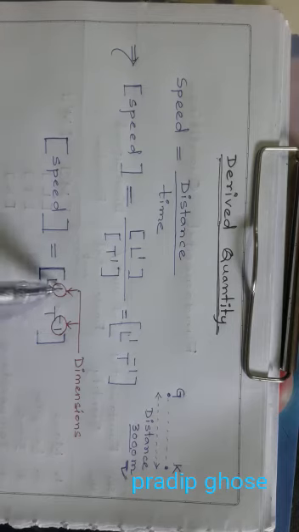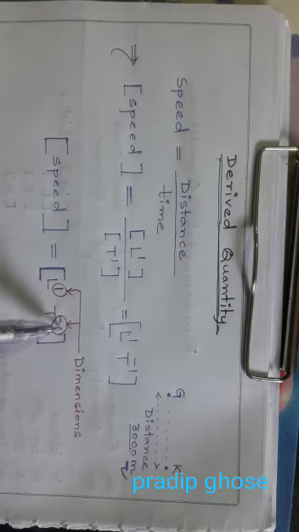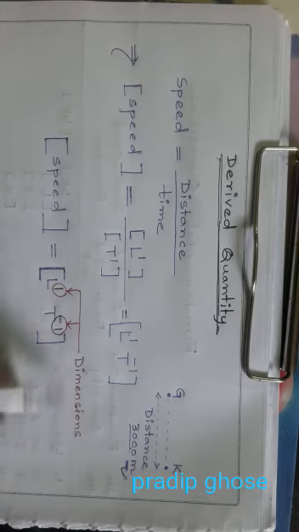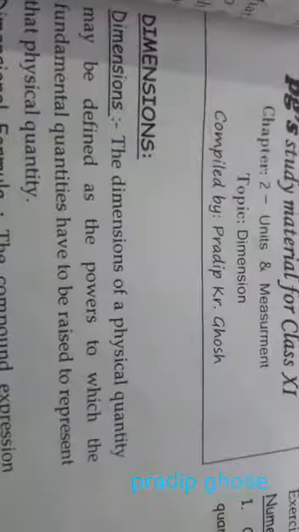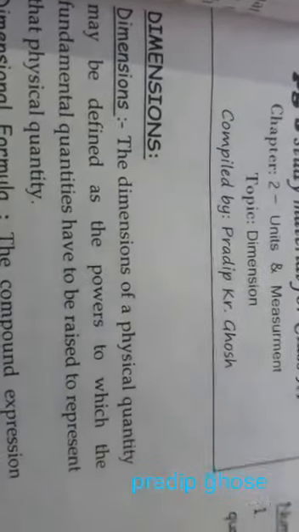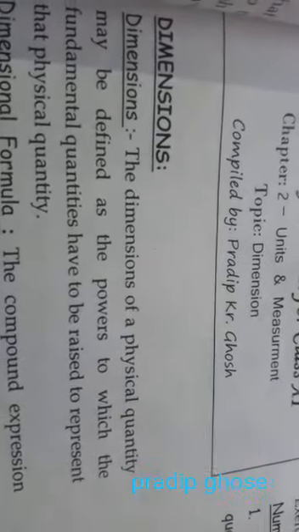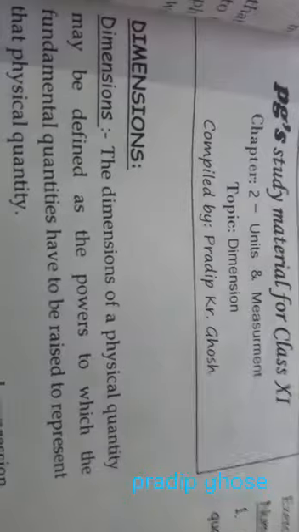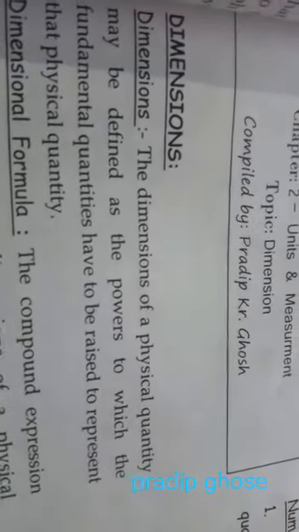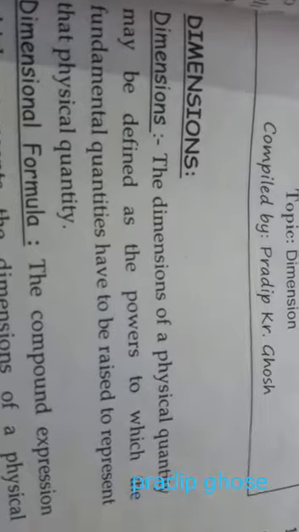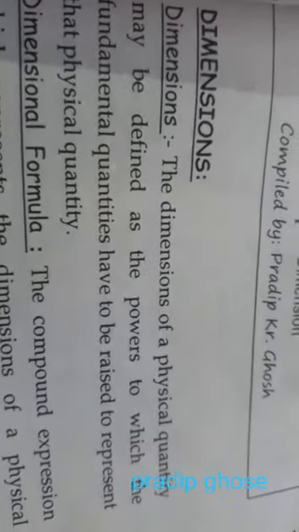Here the power of L is 1, and the power of T is minus 1. So 1 and minus 1 are the dimensions. These powers are called the dimensions. Powers of the physical quantities are known as dimension. Thus the definition is: dimensions of a physical quantity may be defined as the powers to which the fundamental quantities have to be raised to represent that physical quantity.